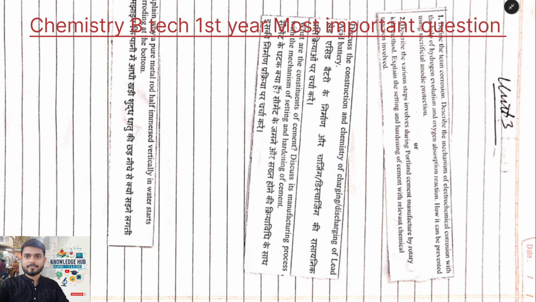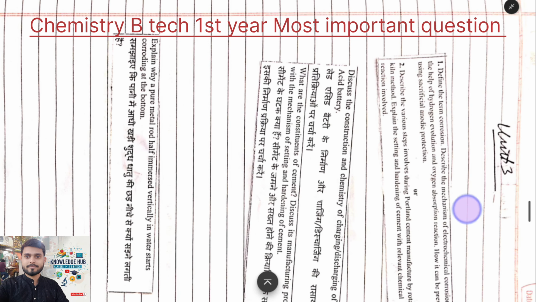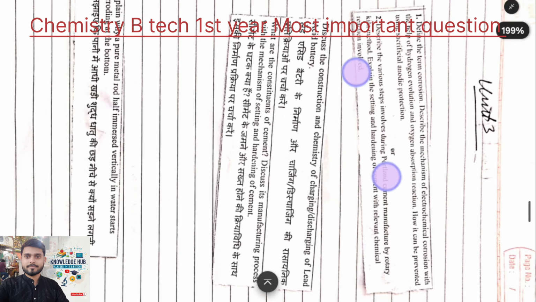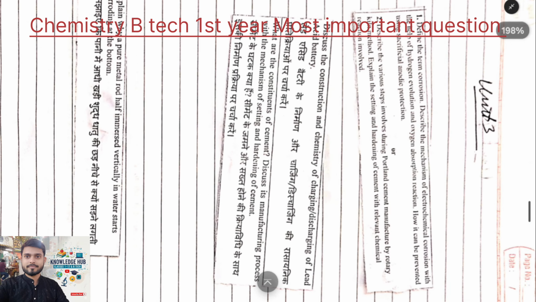Now we will proceed to Unit 3. Unit 3, the first question is: define the term corrosion. Describe the mechanism of electrochemical corrosion with the help of hydrogen evolution and oxygen absorption reactions. How can it be prevented using cathodic and anodic protection?